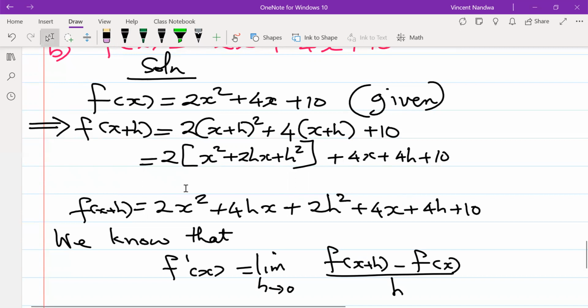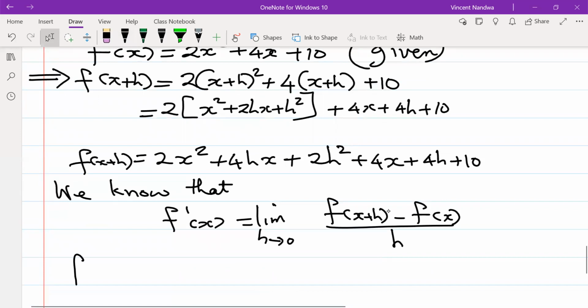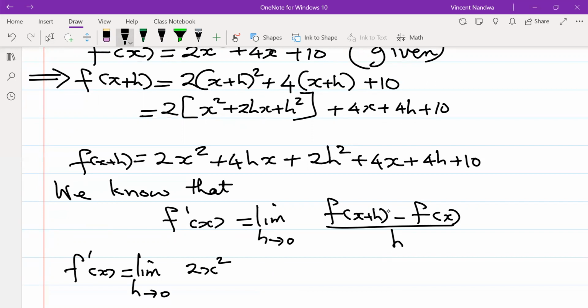That's by definition. So we are going to pick our f of x plus h, then subtract f of x and divide by h. So f prime is limit as h approaches 0. So we have 2x squared plus, and then plus 4h plus 10. I want to trust that you understand that when you say minus f of x, each of the terms of f will have a negative sign.